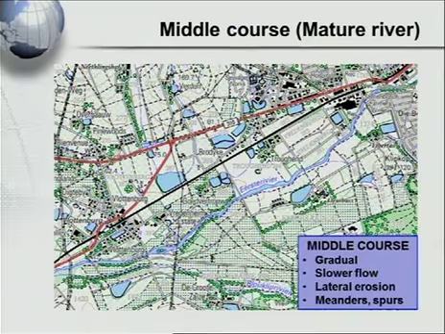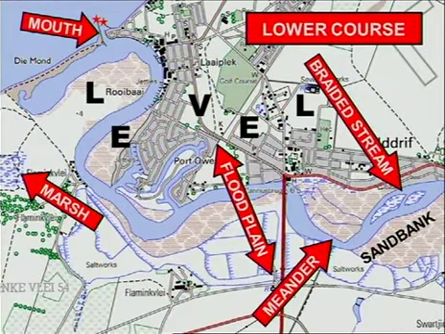Then we've got the middle course, right? As it exits the mountain, here's the river. Have a look at that. Of course, look at that. Gradual, slower flow, right? Meanders, spurs, or whatever that you get there, right? And that's what we call the mature river. And then eventually the lower course or the old river, it's flowing so slow. Deposition. How do I know here's deposition?